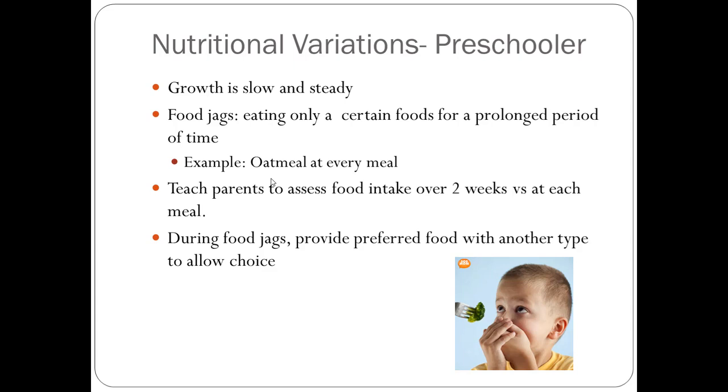So rather than just looking at a day or two of what they're eating, because you're going to say, I don't know how they're getting any of their nutrients in a day or two, teach parents to look at food over 2 weeks. Because during these times where they're just wanting oatmeal, you can slide a yogurt up next to the oatmeal, see if they'll eat some of that. Or another food that they like. So maybe they'll eat all of their yogurt and have a couple bites of whatever else you offer.